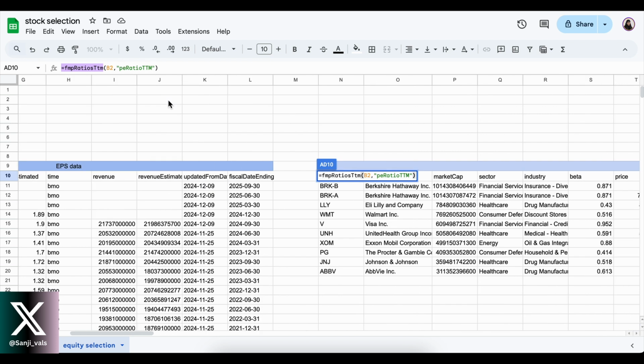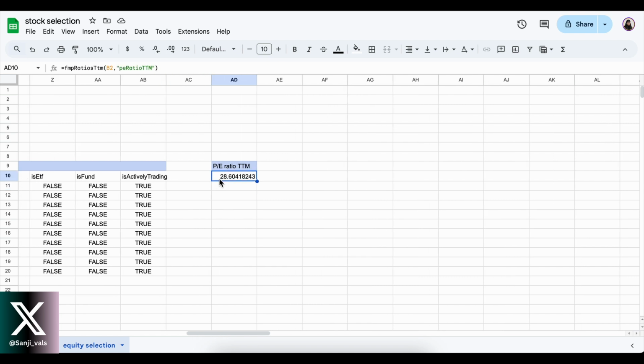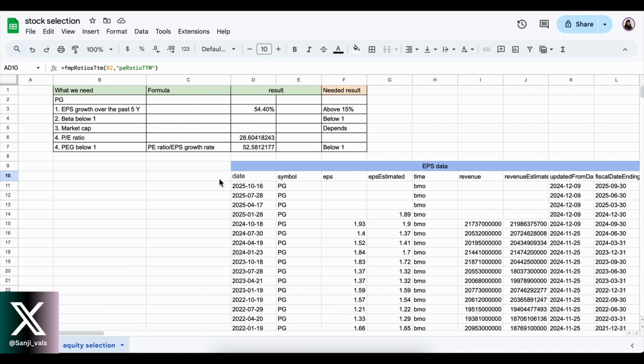You should write it because if you don't write it, it will fetch a lot of other ratios, but we don't need them for now. That's why I only put the stock ticker and the name of the ratio like this. The formula should look like this. Then you hit enter and you get the price to earnings ratio trailing 12 months for our share. We extracted it to calculate the PEG ratio. PEG ratio should be below 1. If it's below 1, it indicates that the stock is currently undervalued.